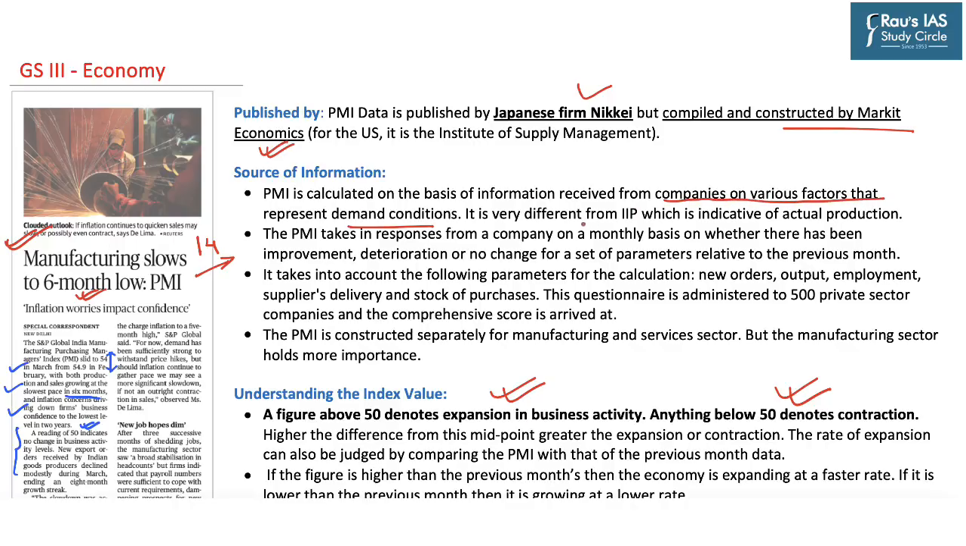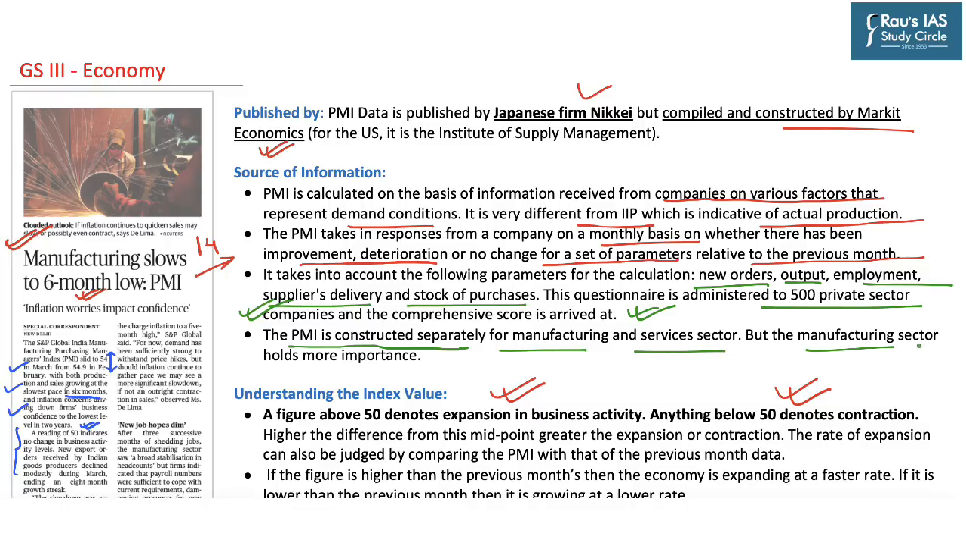Now PMI is very different from Index of Industrial Production, which is indicative of actual production. So it says that PMI takes in response from a company on a monthly basis on whether there has been improvement, deterioration, or no change for a set of parameters relative to previous month. It further says that PMI takes into account the following parameters for calculation: new orders, output, employment, suppliers' delivery, and also stock of purchases. And the set of questionnaire is provided to 500 private sector companies and a comprehensive score is then arrived at. Further, PMI is constructed separately for manufacturing and services sector.